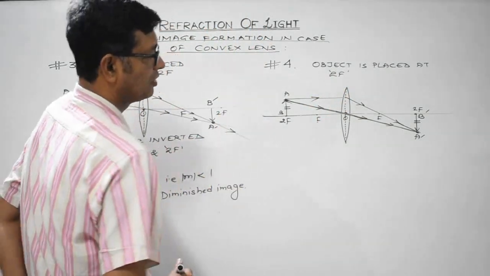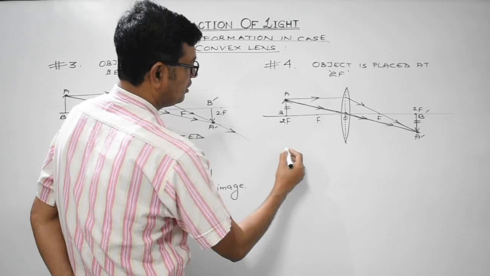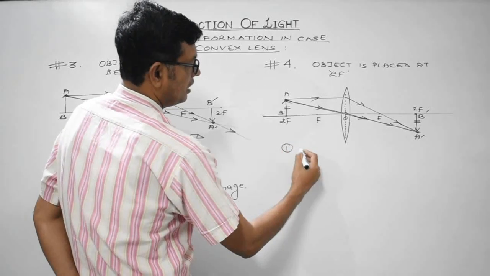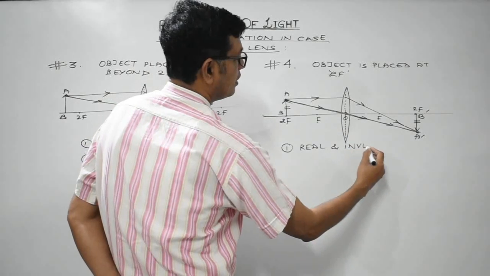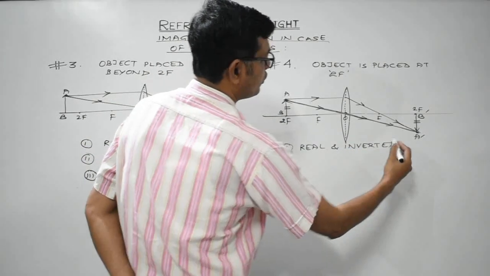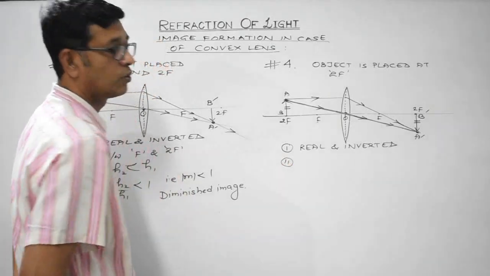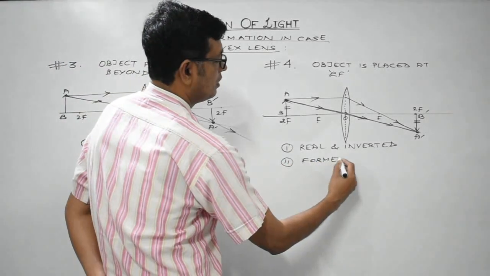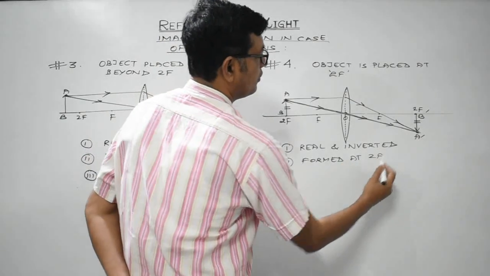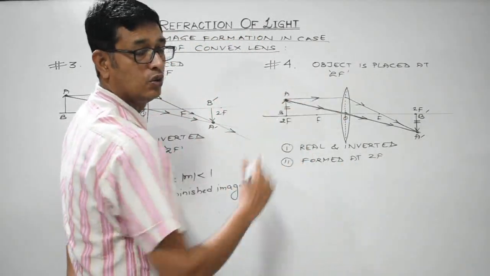This is a very, very important situation. So what's the nature of the image then? Image is real and inverted. What about the second case? Image is formed at 2f, exactly at 2f.